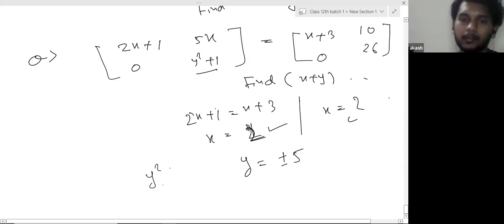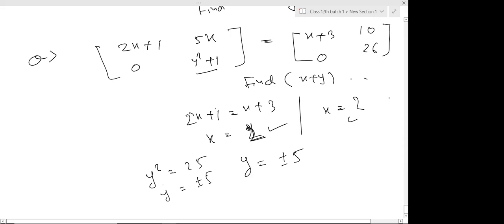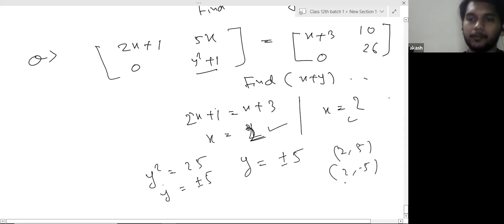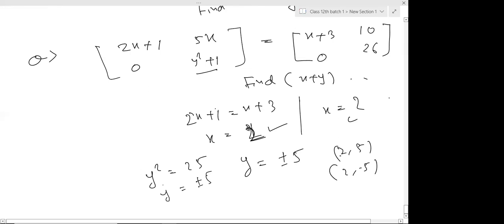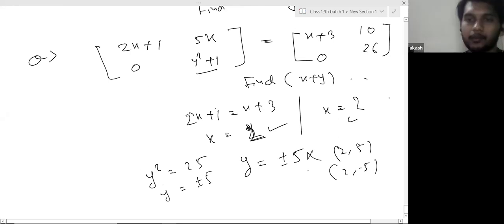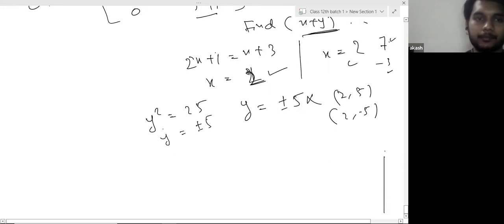Y square is 25. That means y is plus minus 5. Yes, sir. So we are getting two values, 2 and 5, and 2 and minus 5. All right? Don't omit options here. That is why they are asking x plus y. So x plus y will be 7 or minus 3. All right? Next question.